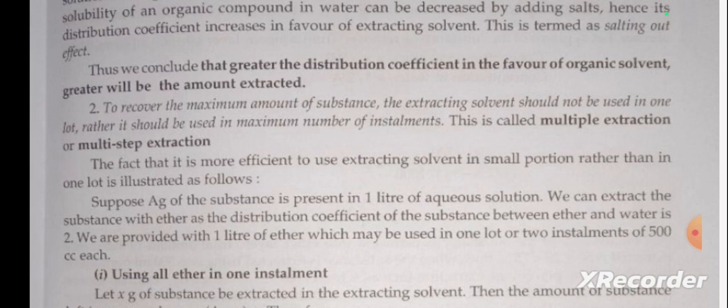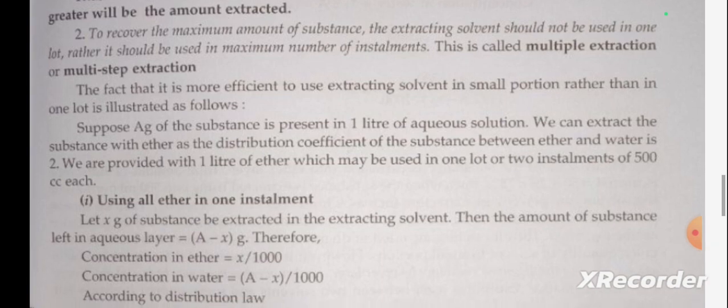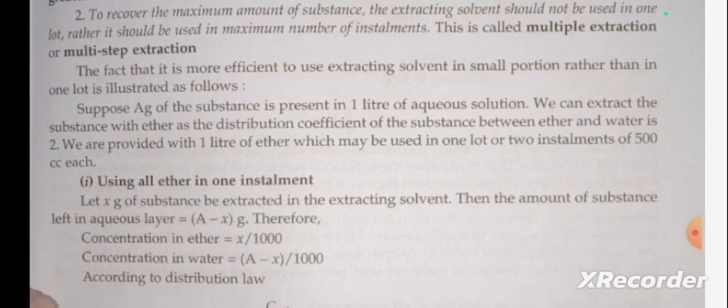To recover the maximum amount of substance, the extracting solvent should not be used in one lot. Rather, it should be used in the maximum number of installments. This is called multiple extraction or multiple step extraction. This fact, that it is more efficient to use the extracting solvent in small portions rather than in one lot, is illustrated as follows.